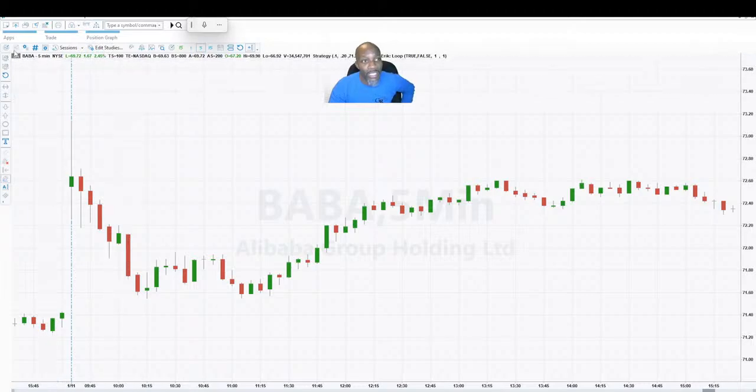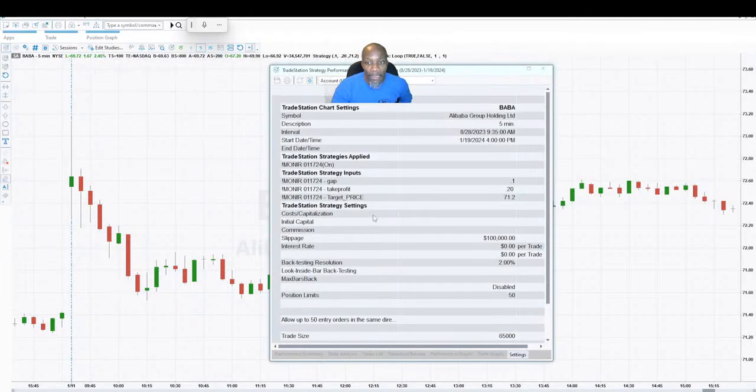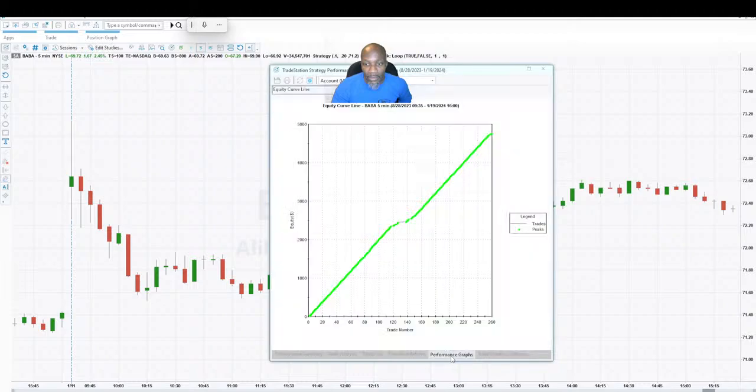All right, and so this is the strategy performance report. The performance graph. You have to expect that it's going to go straight to the top because you don't have any stops. You don't have any stop losses, so you're not taking any losses. So it's going to go straight up.